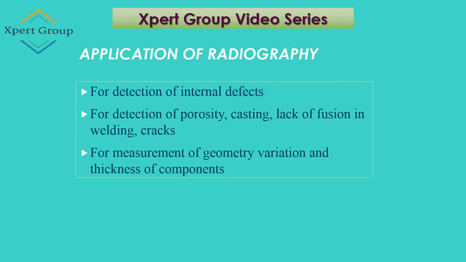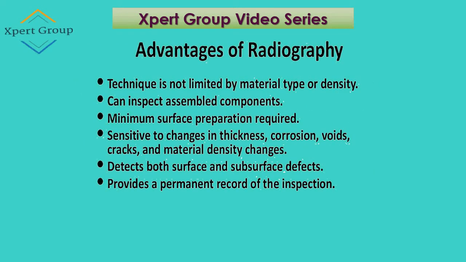You know well that equipment made of metals can expand in high temperatures. So we can measure the geometry of different kinds of equipment if there is any variation in their geometry. That can be found out through radiography. Now we should examine what the advantages and disadvantages of radiography are. First of all, we are going to discuss the advantages related to radiography.